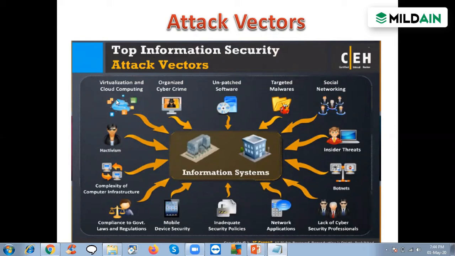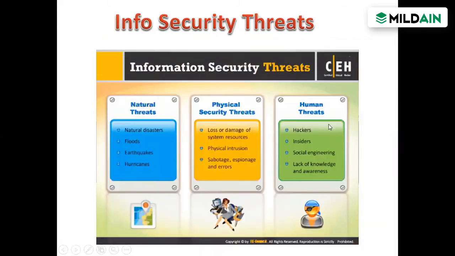We have got something like virtualization and cloud computing. Cloud computing is storing the data online. We do that all the time now. And finally, organized cybercrime. This is a group of hackers that come together and hack. So these are the different methods by which a system can be attacked.